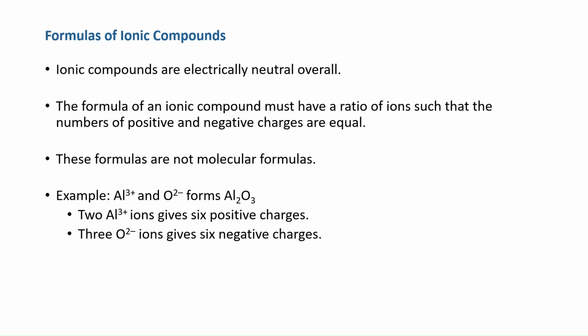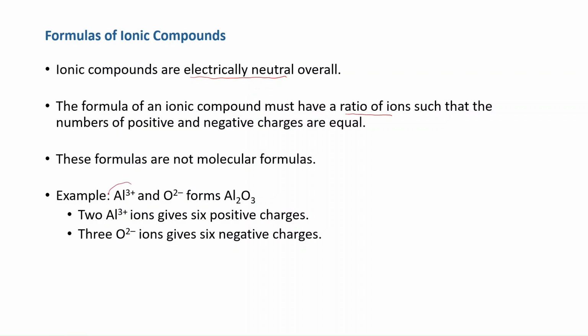To begin with, you need to keep in mind that ionic compounds are going to be electrically neutral overall. You form ions, but you should have the same number of positive and negative charges. That means that the ratio of each ion is such that the number of positive charges equals the number of negative charges. And remember, these are not molecular formulas, these are crystals. They can be much bigger. What we're seeing here is the ratio of ions.